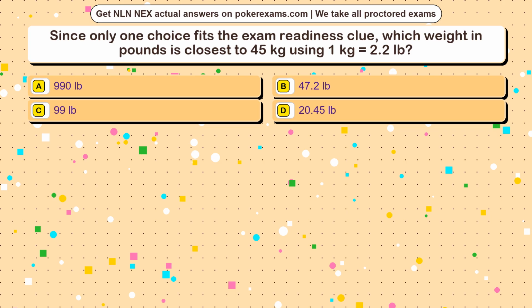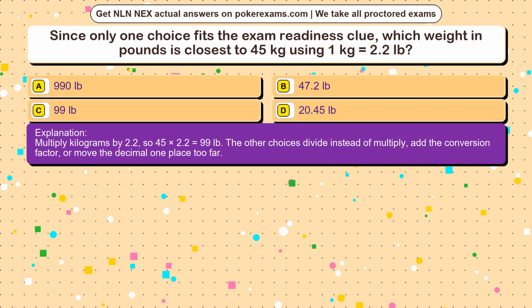The correct answer is option. Multiply kilograms by 2.2, so 45 times 2.2 equals 99 pounds. The other choices divide instead of multiply, add the conversion factor, or move the decimal one place too far.